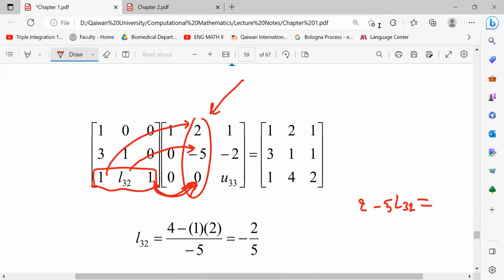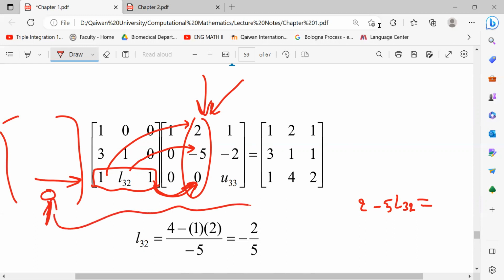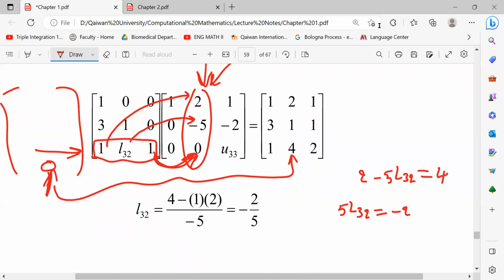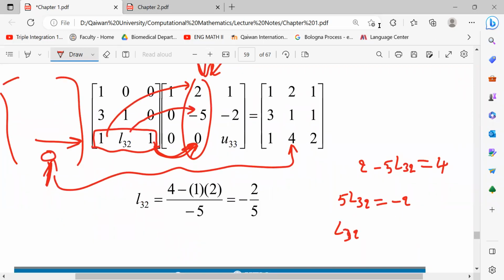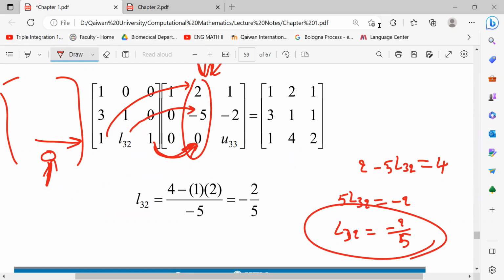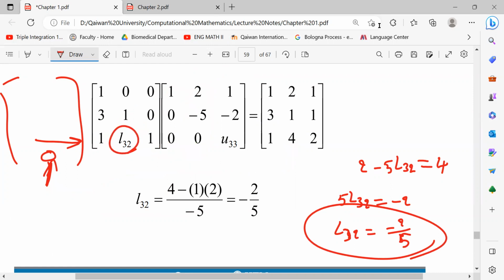This equals what? Here, we get this by multiplying the third row by the second column, which gives this position here. This equals 4. So we get 5 L32 equals -2, so L32 is -2/5. This is L32. We found L32 also. We now replace this by -2/5.